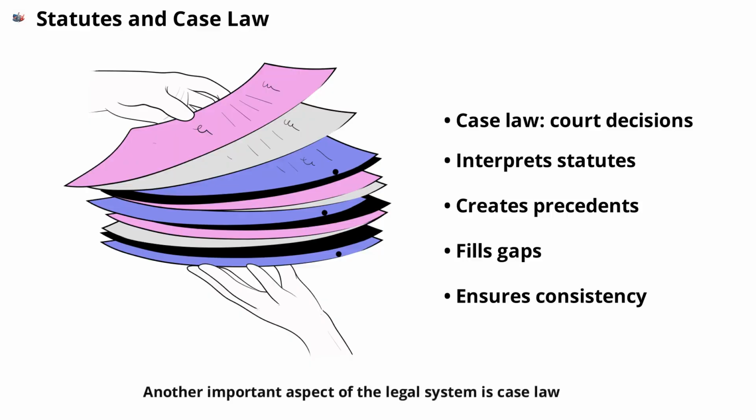Another important aspect of the legal system is case law, which consists of court decisions interpreting statutes. When courts decide cases, they often clarify how statutes should be applied in specific situations. These decisions become precedents that guide future cases. Case law helps fill in gaps and resolve ambiguities in statutes, ensuring that the law is applied consistently and fairly.